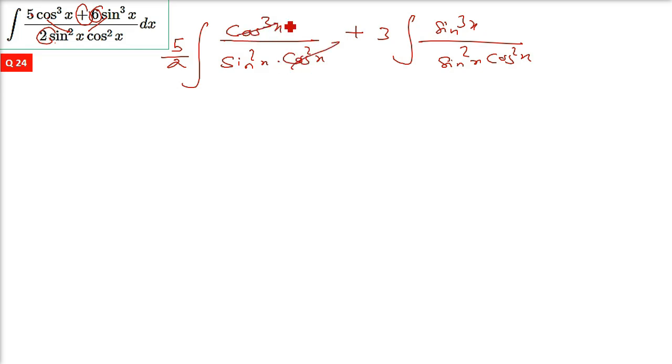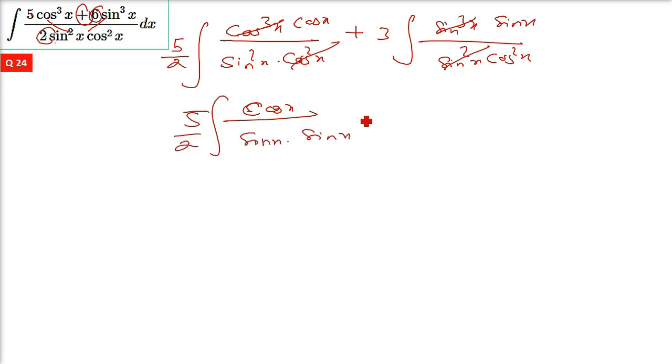If you have understood question 23 properly, you will see that this question is a piece of cake for you. Because cos cube x by cos square x is cos x. Sin square x can be written as sin x into sin x, the first term. 5 by 2 remains like this, integration sign as it is, dx along, which I am not writing. Then 3 times sin x, in the denominator you have cos square x, you can write it as cos x into cos x. Now you see, these are the standard results which we have followed earlier also.